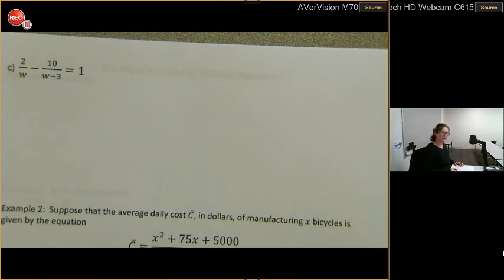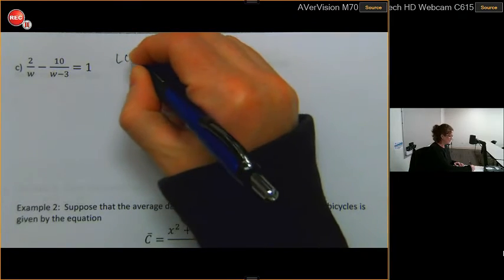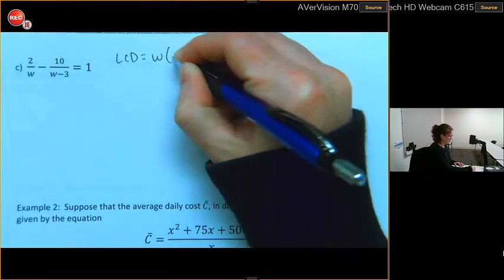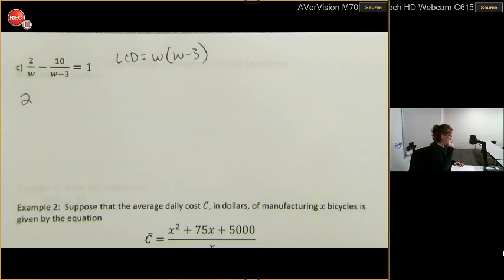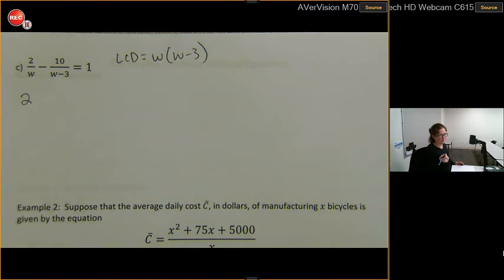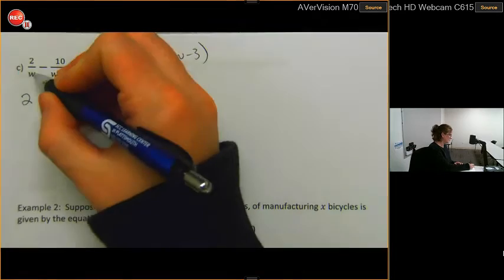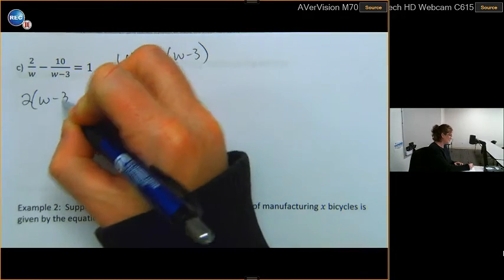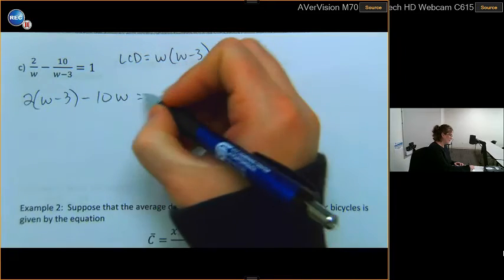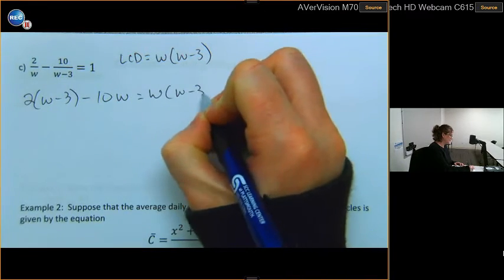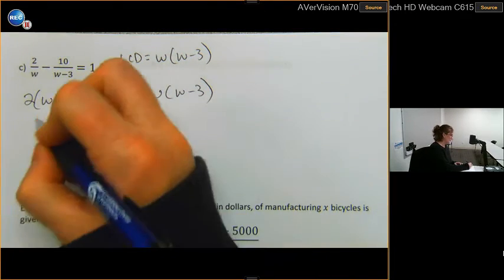The LCD of part C is W times W minus 3. I can multiply the problem, each part kind of in my head. So I know the W is going to cancel. So I just have W minus 3. I know the W minus 3 is going to cancel. And I know that nothing is going to cancel.